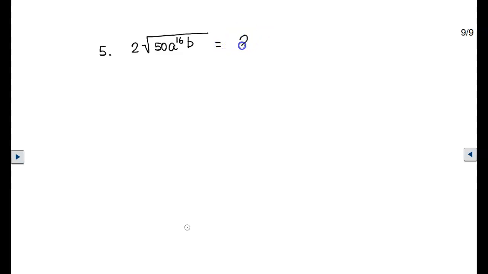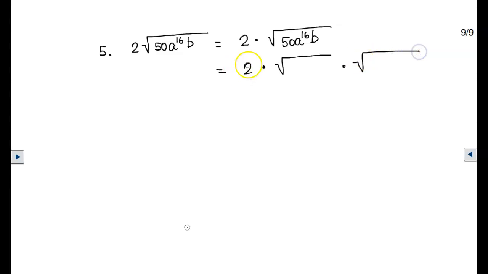Now, when you go to factor this, remember that this is 2 times the square root of 50 a to the 16th b. Then what we've got to do is take that square root and factor it. What I want you to notice is this 2, again, is just going to hang out here and wait until we factor this square root and get him simplified.